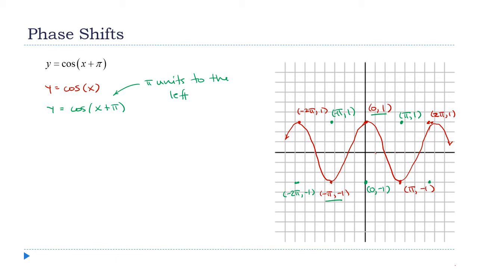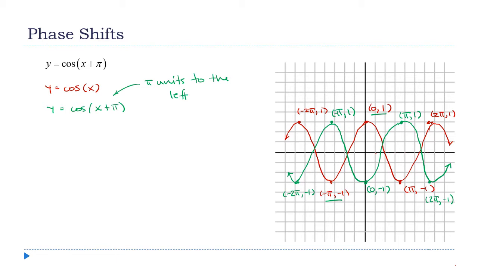Let's see, what did I say? This is (2 pi, negative 1). And that's enough. Now I can sketch the graph. It starts down here, comes up and down, up and down and up again. And there's my graph, my phase shifted graph.